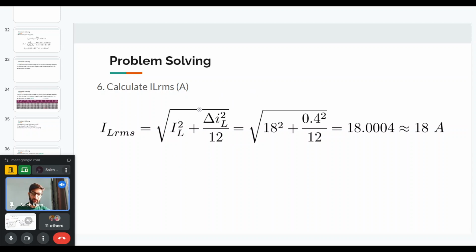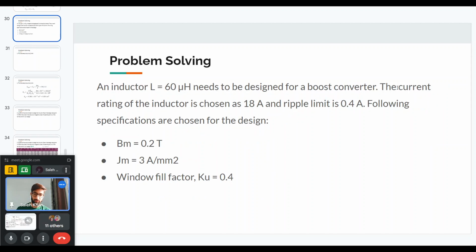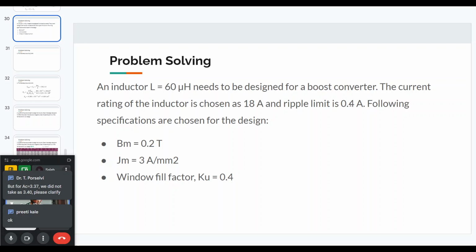And once we substitute the values here, the DC portion is 18, the AC portion is 0.4 amperes. If you substitute and you calculate this, you get the value 18.0004. And then you have to round off up to 2 decimal places. So basically you get 18.00 or 18 amperes. The 0.4 is given in the question itself. So the current rating of the inductor is given as 18 amperes and the ripple limit is 0.4.